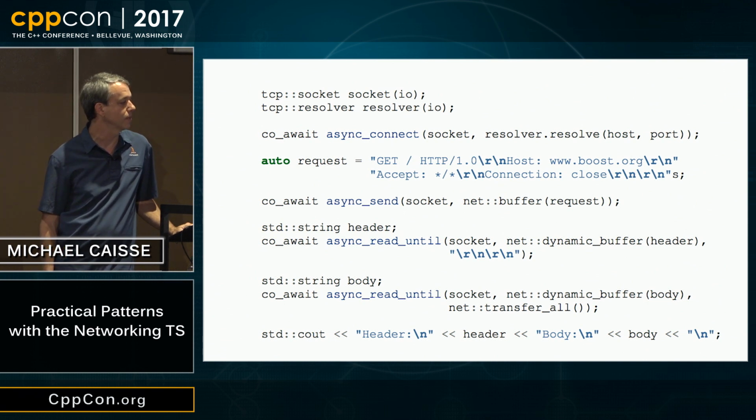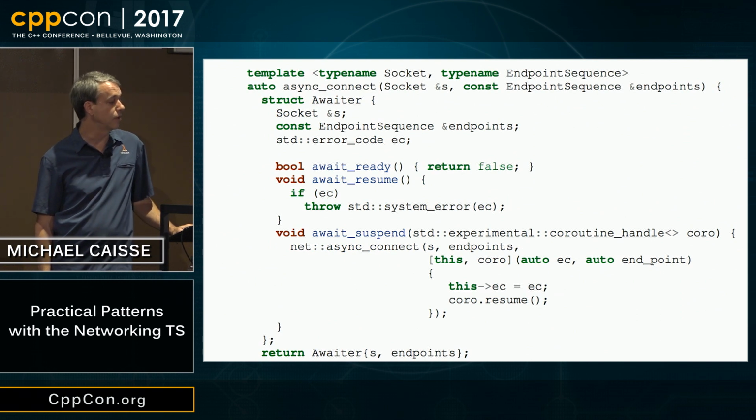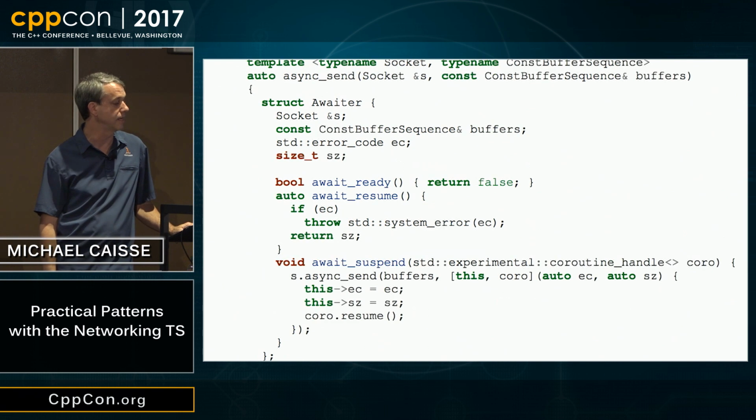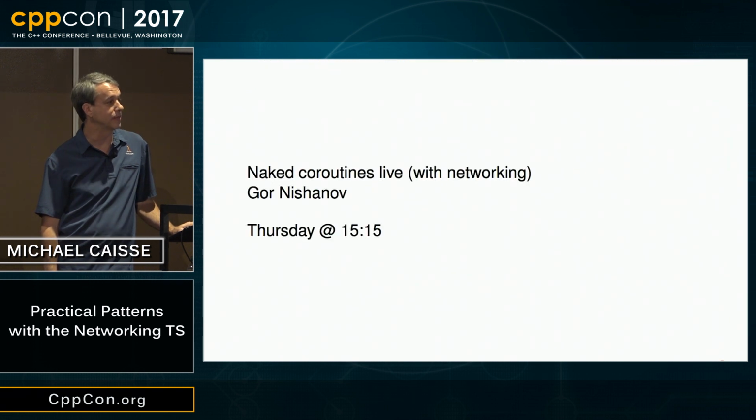Now, how does this work? Well, these are not the Networking TS versions of these calls. Gor also wrote some wrappers to help along with that. These wrappers are reusable, so I can just continue to reuse them with async connect or send or read until. And if you want to find out a whole lot more about this, Gor will be speaking about naked coroutines live with networking tomorrow at this time.